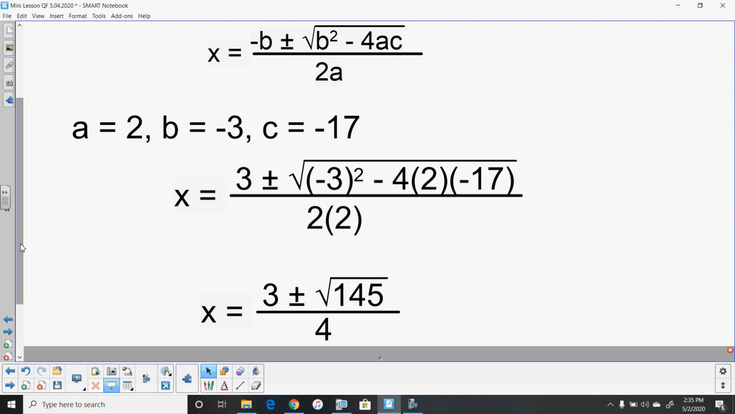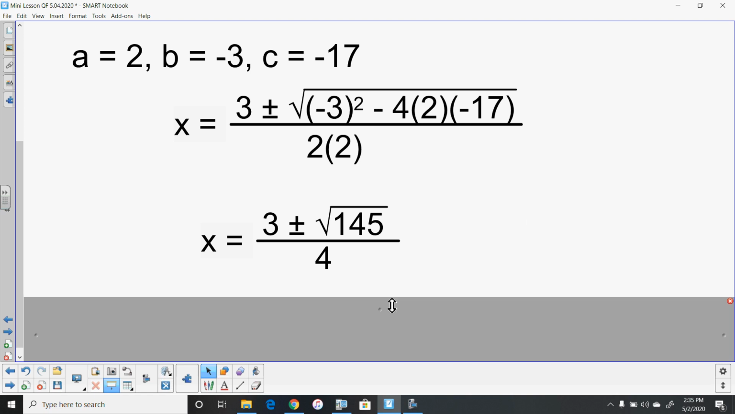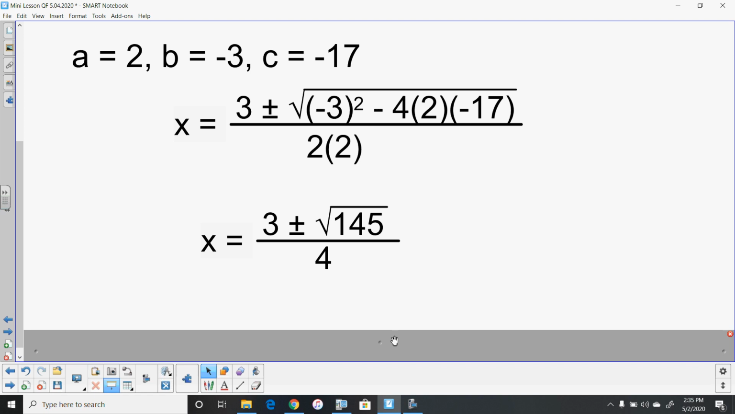Now here's the good news. 145 is not a perfect square. It's also a radical that I can't simplify. So I'm done. Those are my two answers: 3 plus root 145 over 4 and 3 minus square root of 145 over 4. Sometimes we just write our answer like that and leave it that way. Depends on your teacher. Everyone's kind of got their own way of writing that.